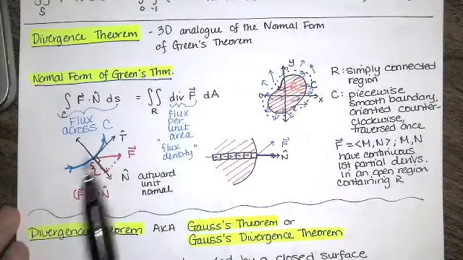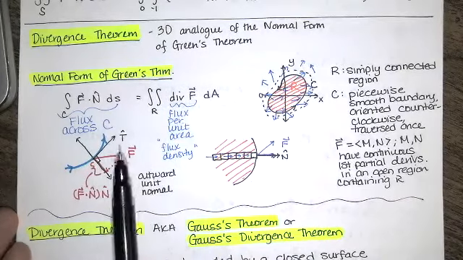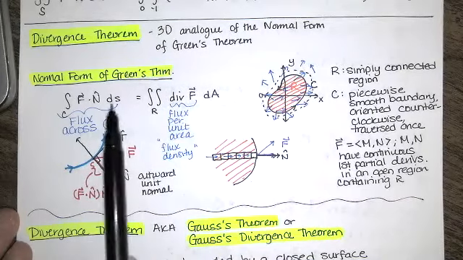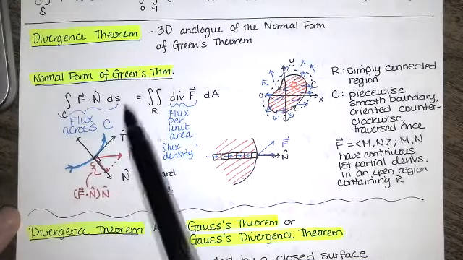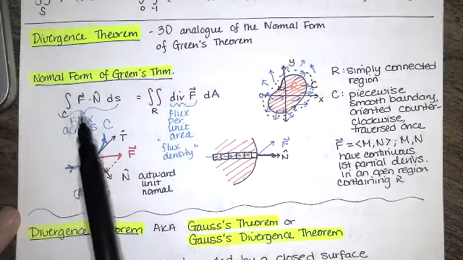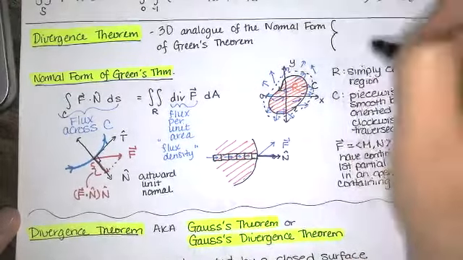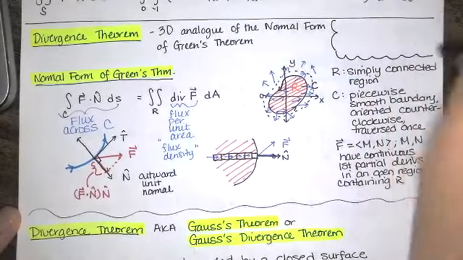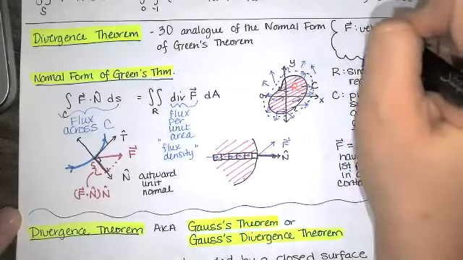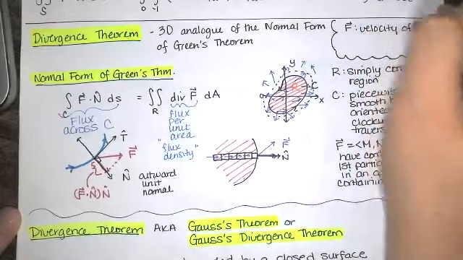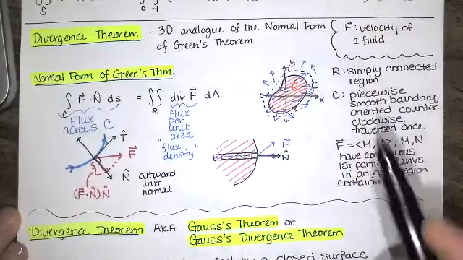So let's talk about what this means. Let's talk about what the left-hand side means, and let's talk about what the right-hand side means. Now, I've labeled this the flux across C. The interpretation of this depends entirely on what F represents. So let's just say, so that we have a physical interpretation of this, that F represents the velocity of some fluid. So this gives me the velocity at any point in the fluid.